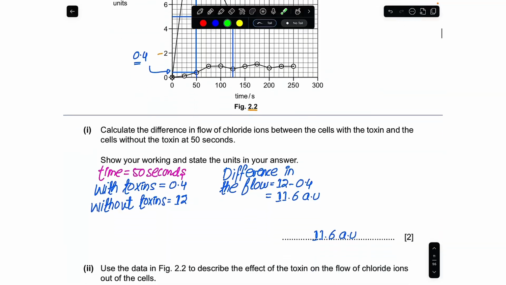Now, if we go to the first part, which is for 2 marks, we are required to calculate the difference in the flow of the chloride ions between the cells exposed to the toxin and the cells not exposed to the toxin, and that too at 50 seconds.